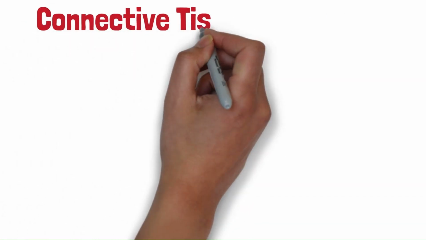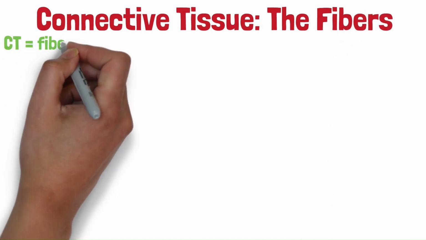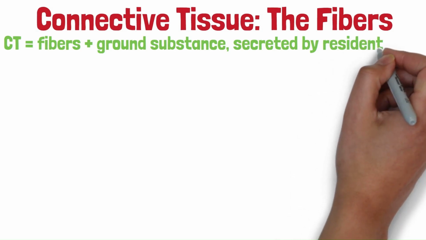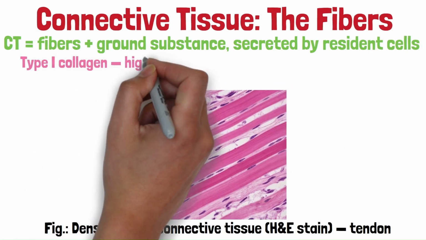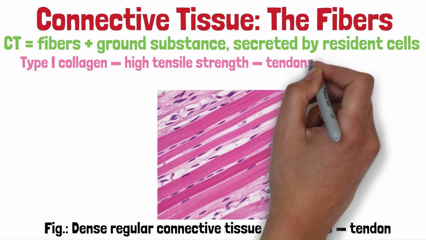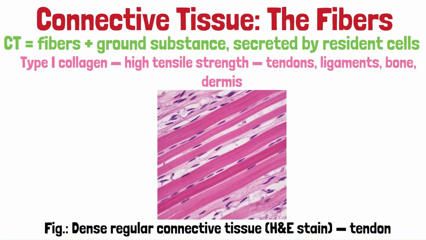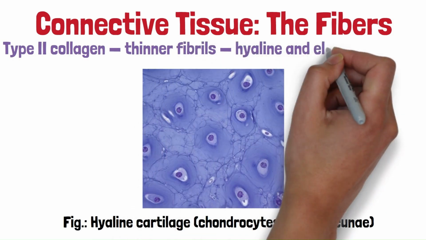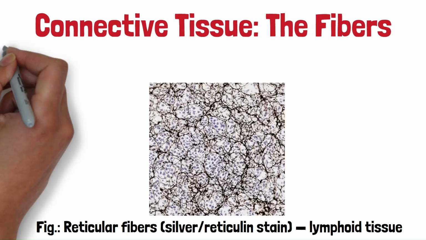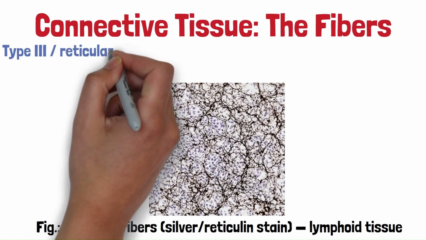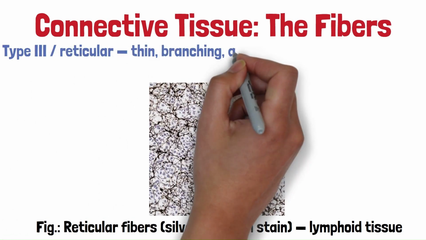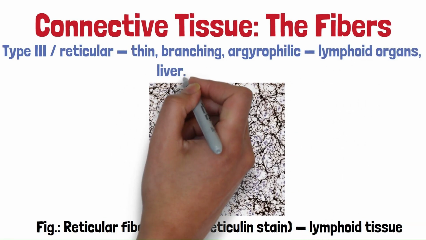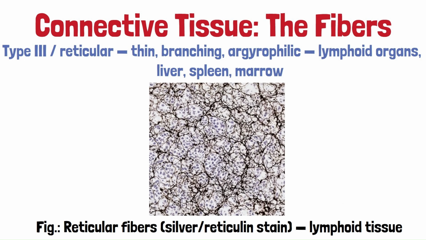Connective tissue is defined by one thing epithelium doesn't have: an abundant extracellular matrix made of fibers sitting in ground substance. Type 1 collagen is your classic high-tensile strength fiber. That's tendons, ligaments, bone, and dermis. Type 2 collagen is thinner, and it's what gives hyaline and elastic cartilage their structure. Type 3, also called reticular fibers, are thin and branching, and because they're silver-stainable or argyrophilic, they show up in lymphoid organs, the liver, spleen, and bone marrow stroma.